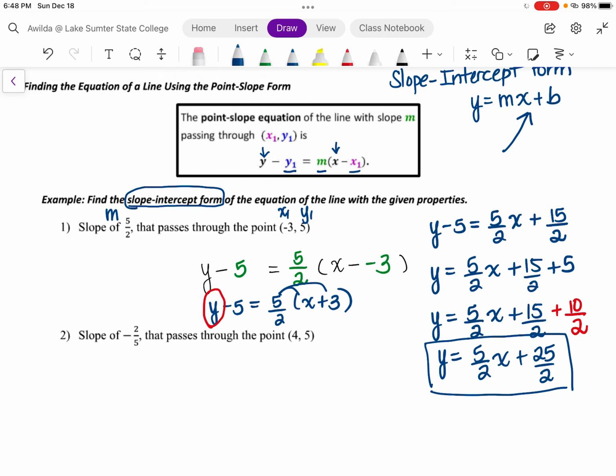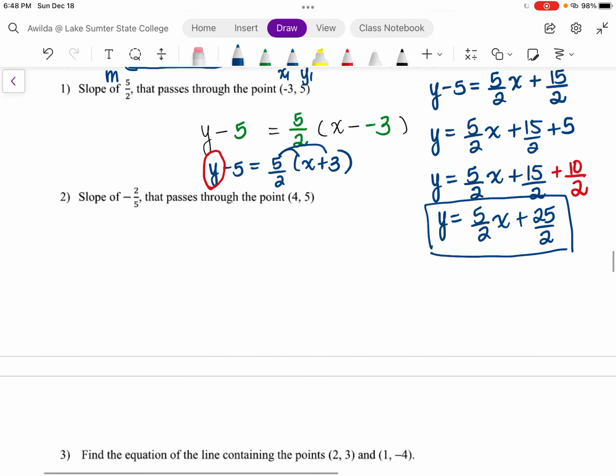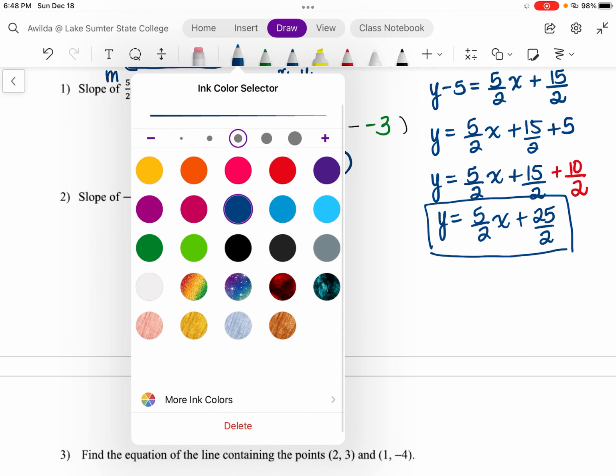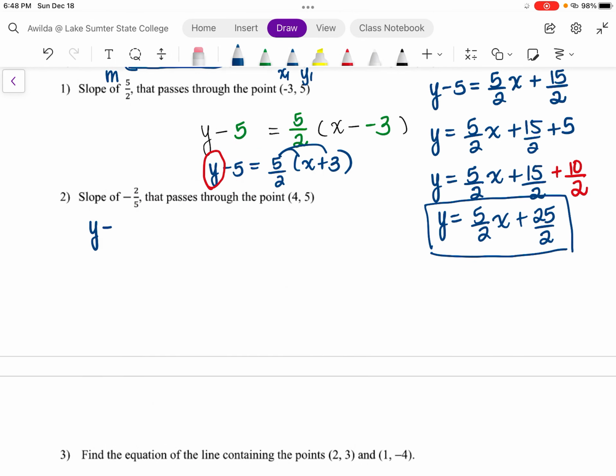Let's repeat this process for the next example. We have a line with a slope equal to -2 over 5, and we know it passes through the point (4, 5). Using the point-slope form, let's go ahead and write this as y minus 5 equals -2/5 times x minus 4. If it helps to label m, x1, and y1 as we did in the previous example, of course, please do that.